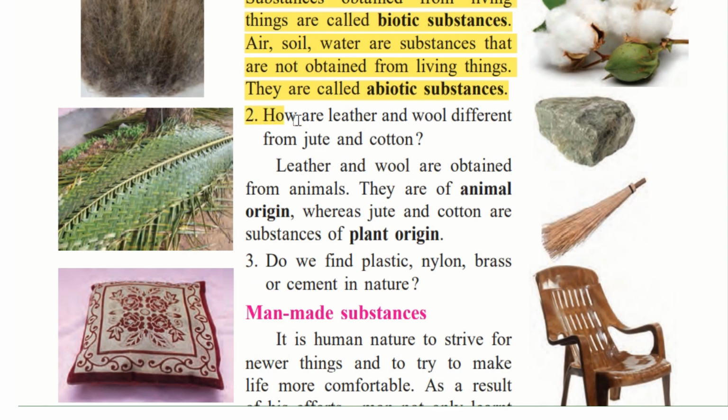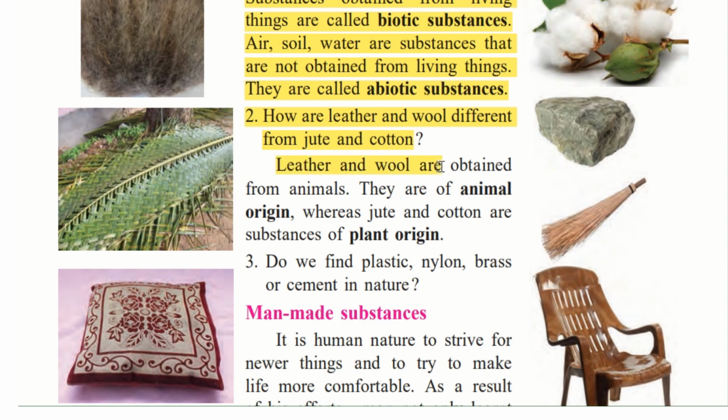The second question is, how are leather and wool different from jute and cotton? We saw that they are all biotic substances. But how are leather and wool different from jute and cotton? Leather and wool are obtained from animals. They are of animal origin. That is, we get them from animals. Leather, we get from the skin of the animals. And wool, we get from its fur, that is, from the hair of the animals.